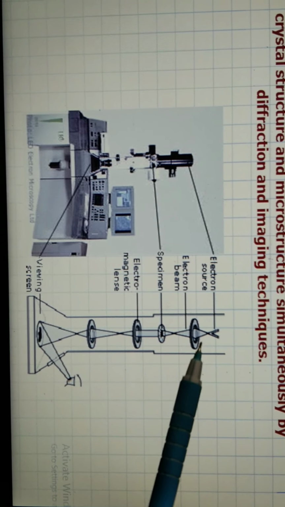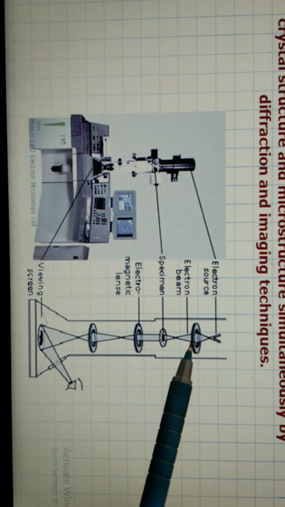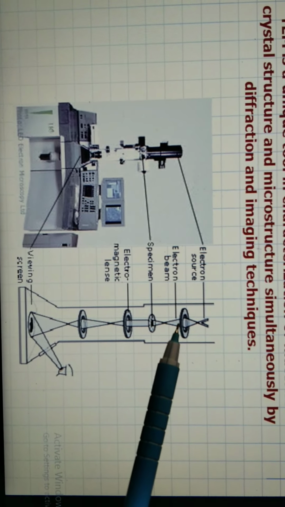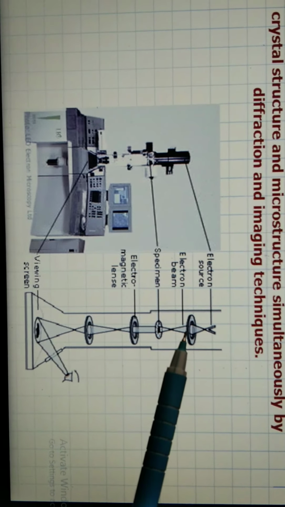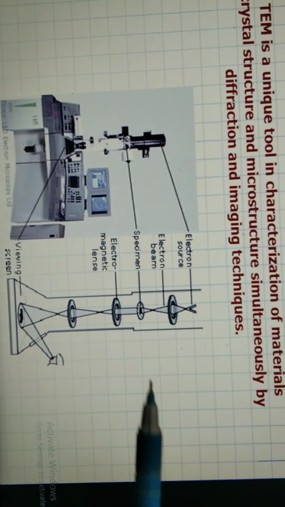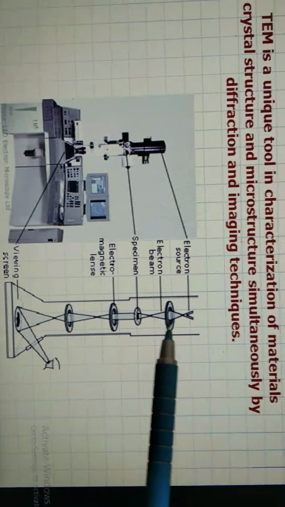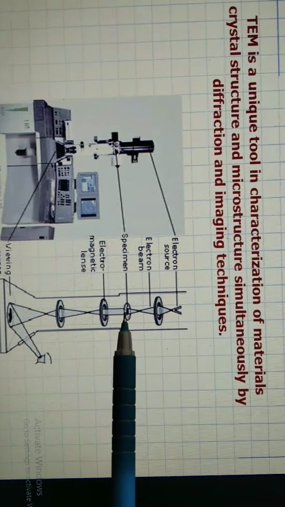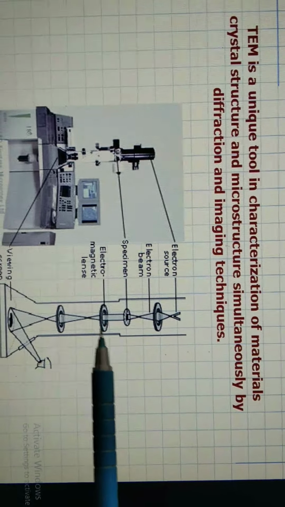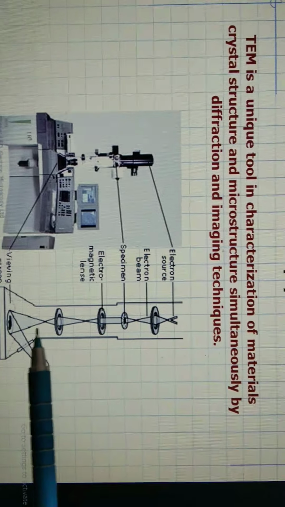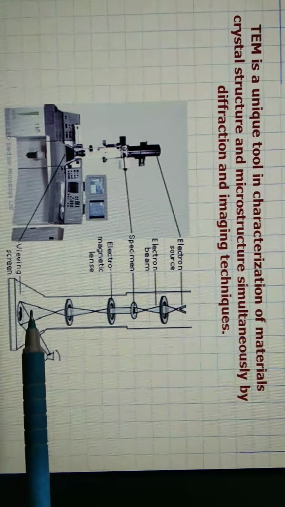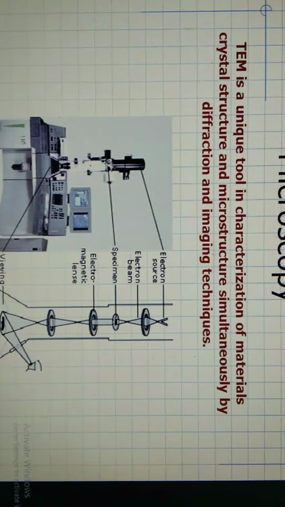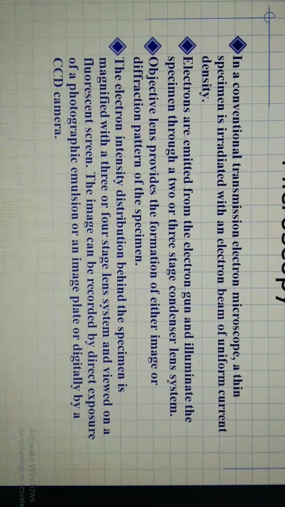A set of two lenses, that is condenser lens 1, which regulates the spot size, and the second lens, which regulates the intensity of the beam. Then it is controlled by the aperture that gives the sharpness of the beam which is going to the specimen. From the specimen, the transmitted beams are given to the objective lens, and then they are projected on the phosphor screen. So likewise we get the information from the transmission electron microscopy technique.